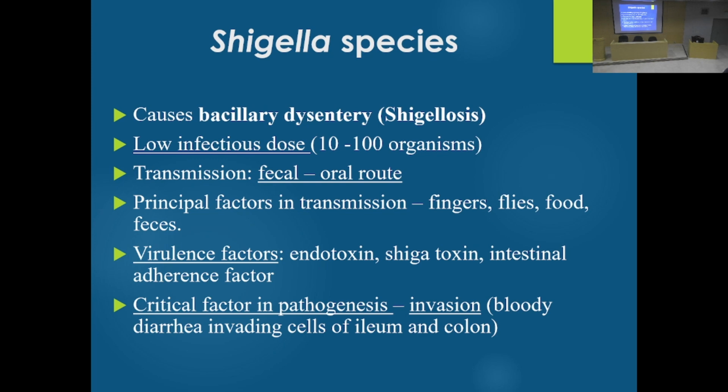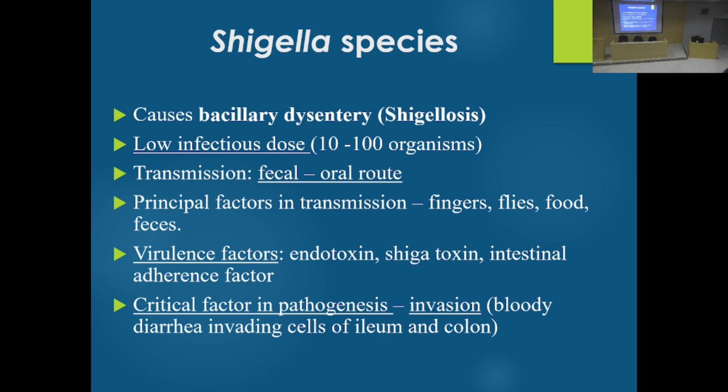Gram negative bacteria. One of the virulence factors that has to be present in this gram negative bacteria is endotoxin. It has got endotoxin and it produces another toxin called Shiga toxin. It also has something called intestinal adherence factor, which helps it to adhere to the host cell.